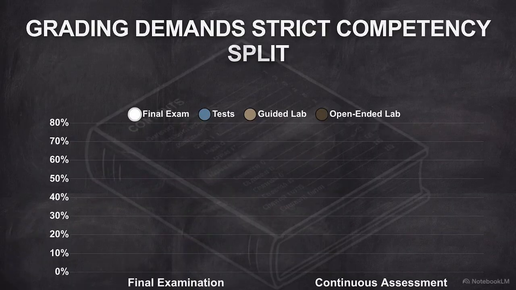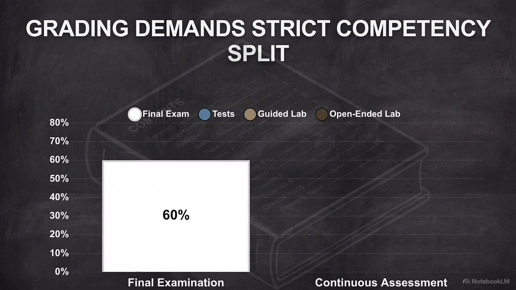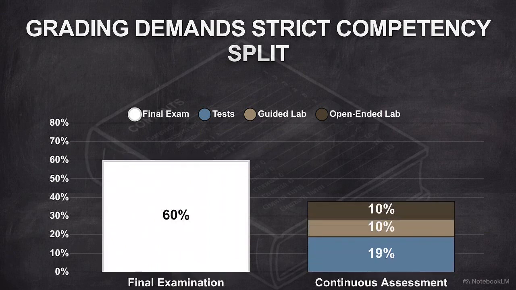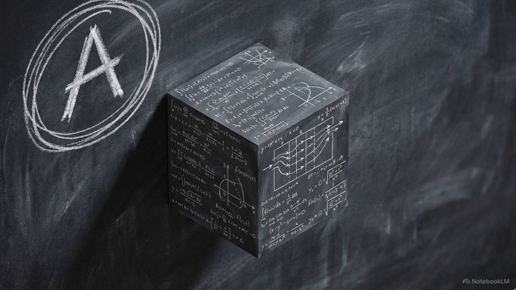This assessment distribution table reveals a strict division of competency. The grading structure is explicitly split between a 60% final exam and 40% continuous assessment. The 60% final exam serves a highly specific function. It strictly tests the mathematical and theoretical modeling covered in the first 2 course outcomes.